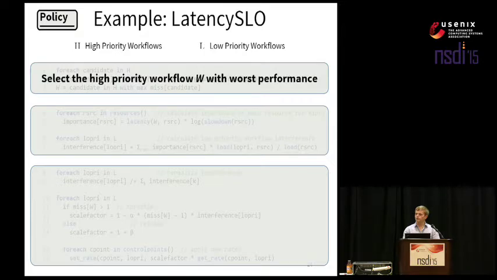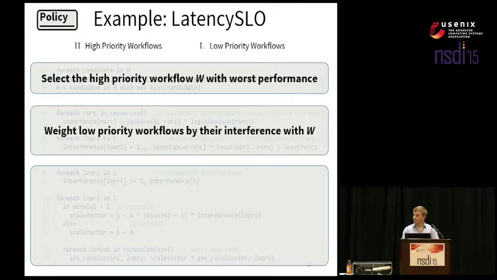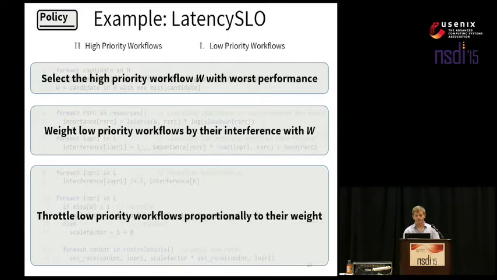Second, given this workflow W, for all the low-priority workflows, we will calculate a weight corresponding to their interference with the high-priority workflow. Interference is determined by whether the low-priority workflow is consuming the same resources as W and is weighted according to how congested those resources are. And then third, we throttle these low-priority workflows in proportion to the weight that we just calculated. This policy runs continuously in a loop on the controller, and it just makes small incremental changes each iteration.